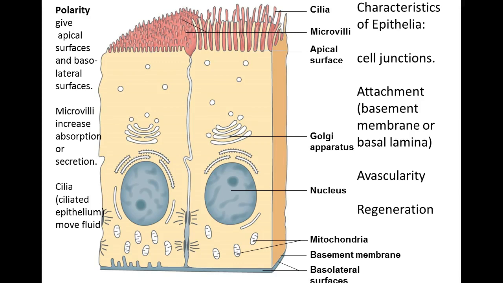Basolateral portion is where you're going to find more of the organelles. So you're going to find more of the mitochondria, more of the Golgi apparatus, more of the endoplasmic reticulum, etc. And that's where the nucleus is going to be focused in the basolateral area because of the aspect of the apical portion has that secretion or absorption function. And then the basolateral surface will attach to deeper tissue via this structure we call the basement membrane.